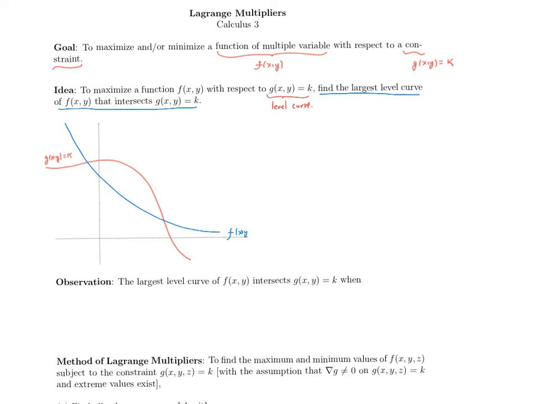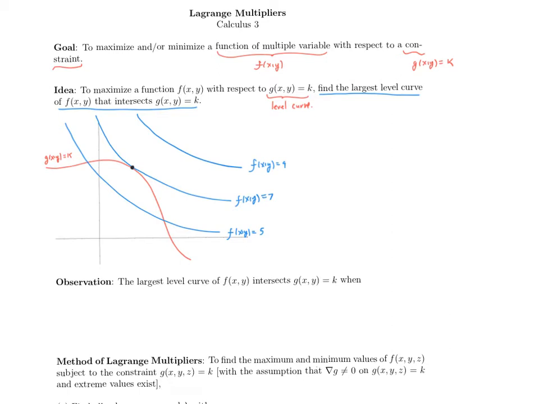So maybe say f of x,y equals 5, and then another contour which we draw in, say f of x,y equals 7, and then another one, f of x,y equals 9. And what we are trying to determine, and this is for maximizing, is what is the largest level curve that intersects the surface? We've drawn this somewhat intentionally so that we can see precisely the point where the largest, in this case the 7 level curve, intersects g of x,y equals k.